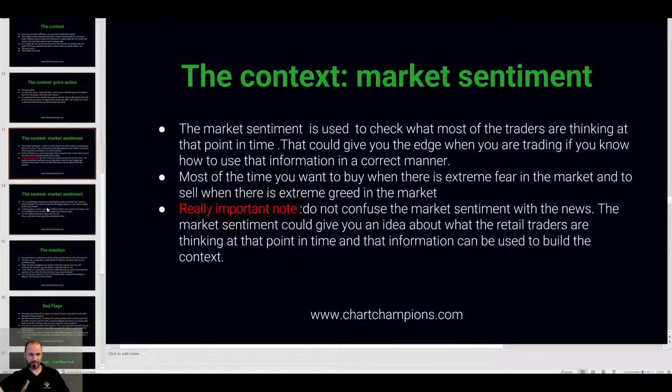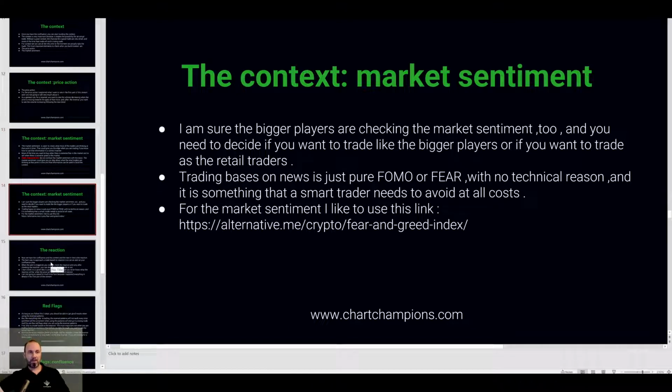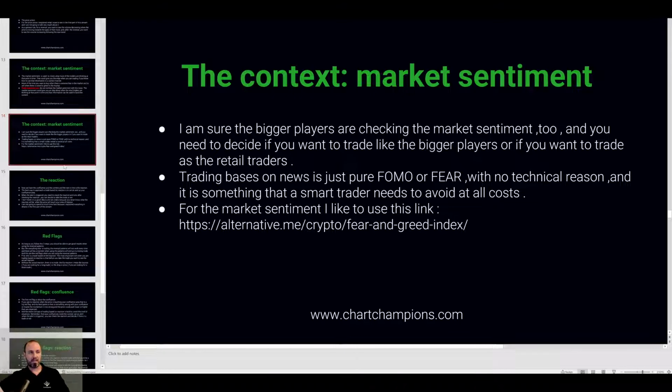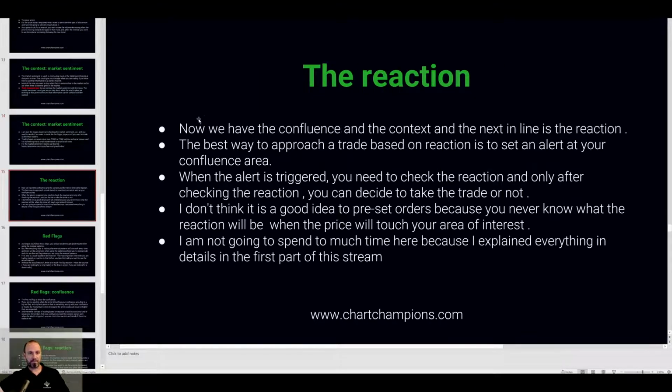Totally different story. Okay. Moving forward, so we talked about context, we talked about the confluence, and the next one is actually the reaction. The best way to approach a trade based on reaction is to set an alert in your confluence area. When the alert is triggered, you need to check the reaction, and only after checking the reaction, you can decide to take the trade or not.